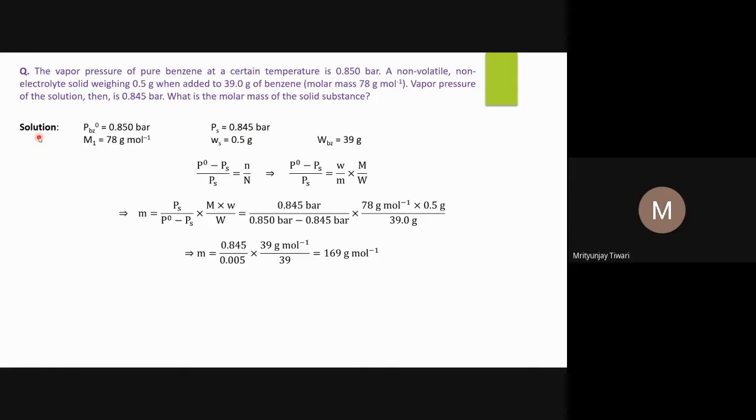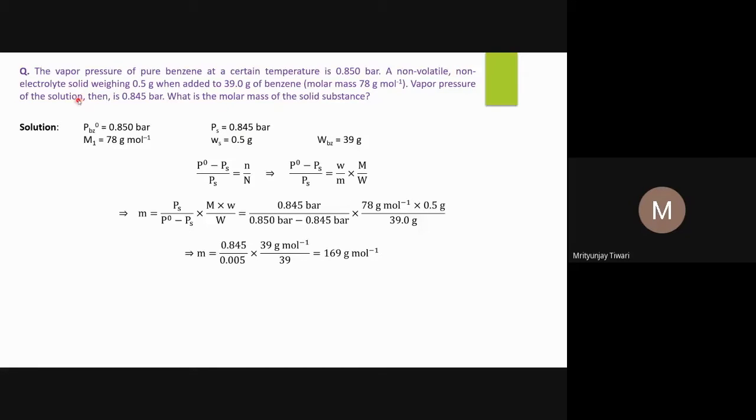Now let's look into this problem. The vapor pressure of pure benzene at a certain temperature is 0.85 bar. A non-volatile, non-electrolyte solute. Why is non-electrolyte written? Because electrolytes get dissociated in the aqueous medium. And if I say non-electrolyte, it means this substance will not be dissociated in the aqueous solution.